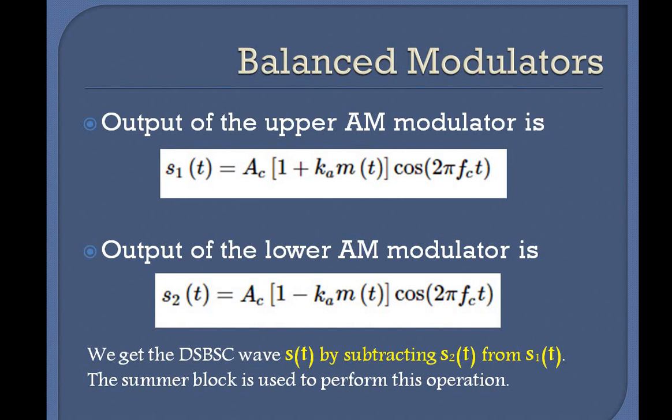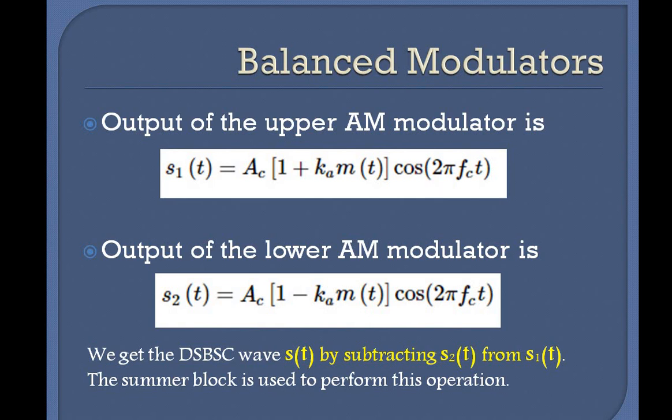The general amplitude modulated signal equation, I think you remember, is Ac of 1 plus Ka m of t into cos 2 pi fct. This is the basic amplitude modulated signal equation, right? Everyone remembers, I think. So the upper modulated wave or the first amplitude modulated wave is given as S1 of t equals Ac of 1 plus Ka m of t into cos 2 pi fct.